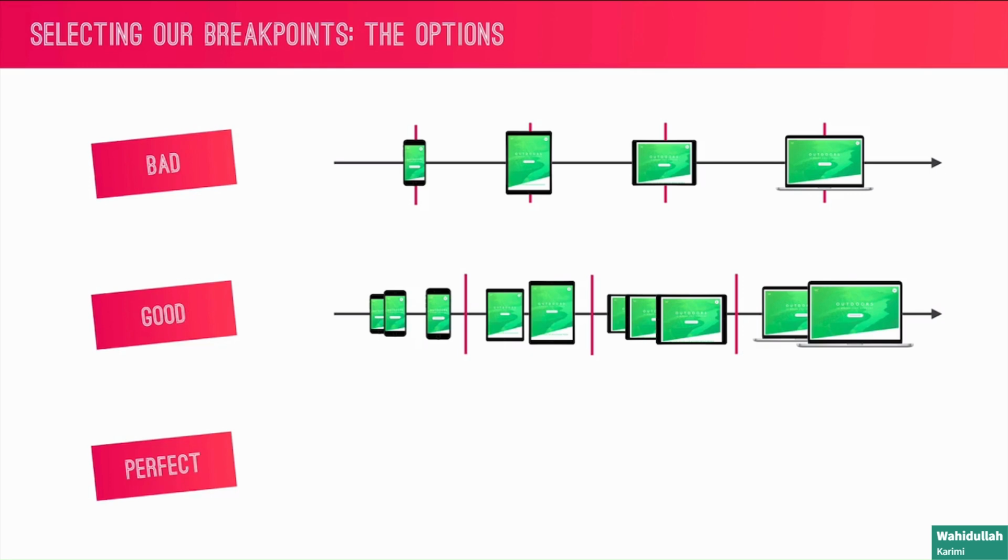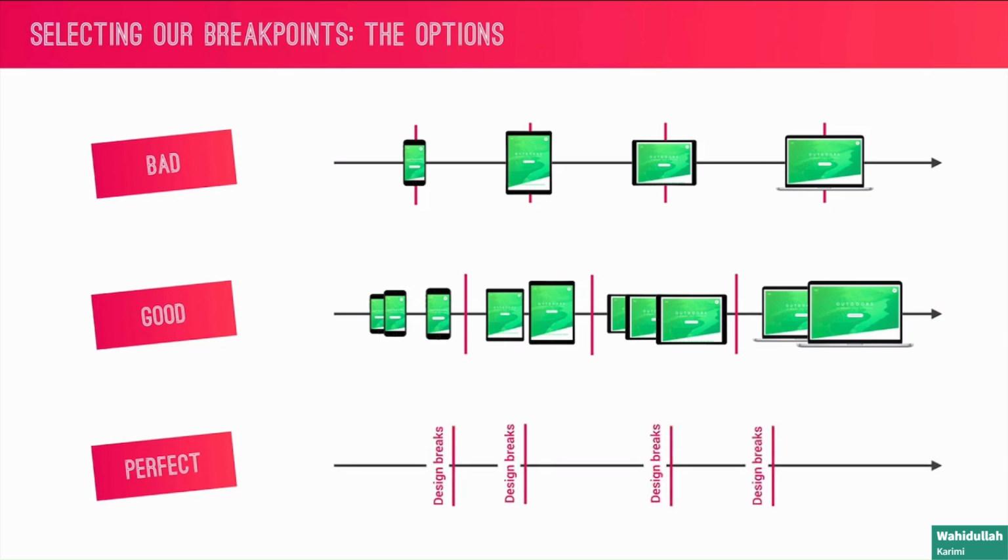Alright, and now the perfect way to do this is to ignore devices altogether and only look at your content and your design. So ideally it works like this. You begin at one size, either mobile or desktop first, and then start increasing your screen width, or decreasing for desktop first. Then, as soon as the design breaks, which means that the design no longer works, it no longer looks okay, then you insert a new breakpoint. And that's it. So again, you just put the breakpoints wherever your design starts to look weird and out of place, and don't think about devices at all.